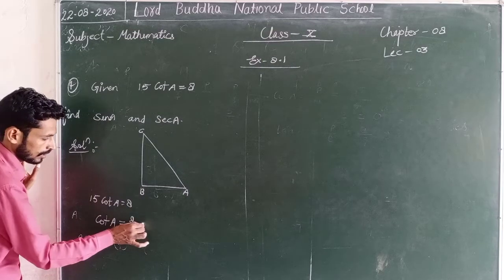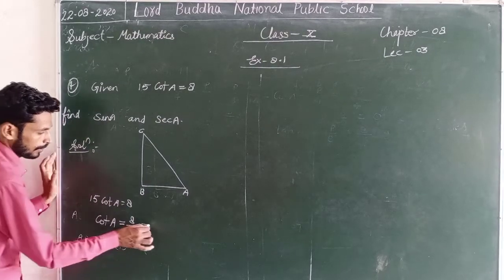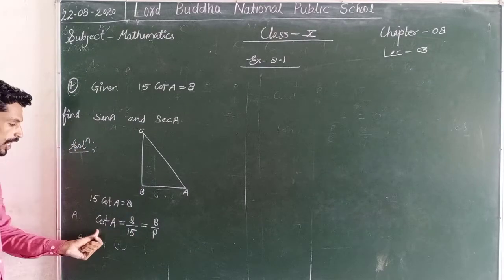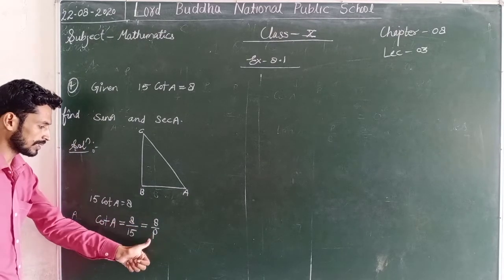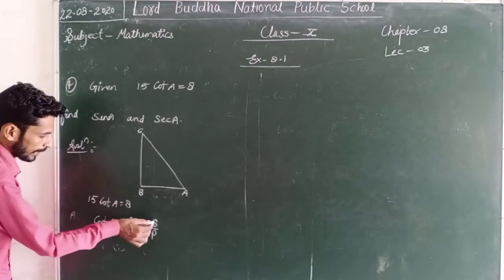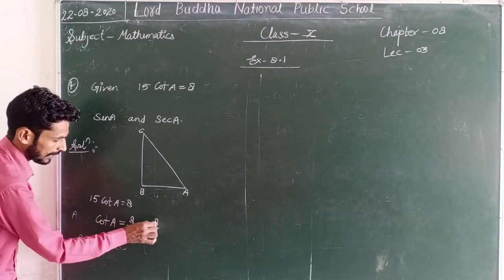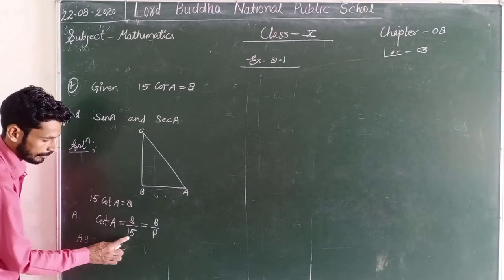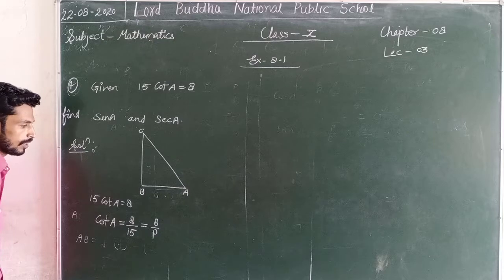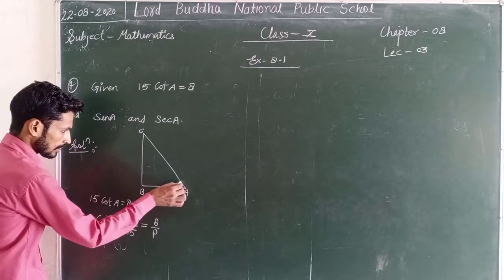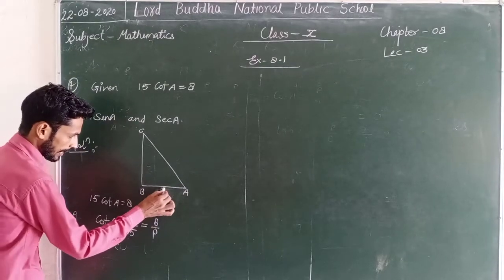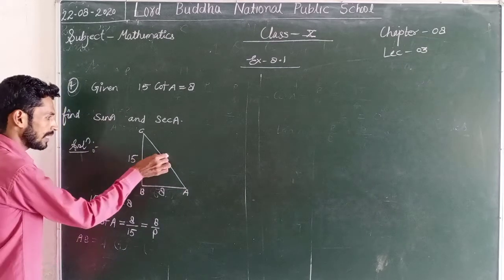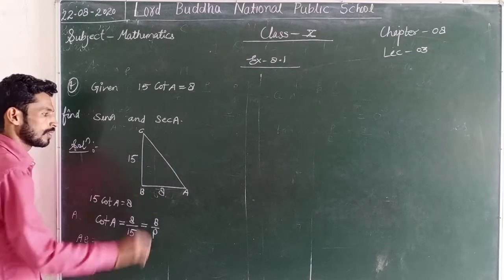That means there is base upon perpendicular, because cot is the ratio of base and perpendicular. So in place of base there is the value of 8, and in place of perpendicular there is the value of 15. So what is the value of AC?